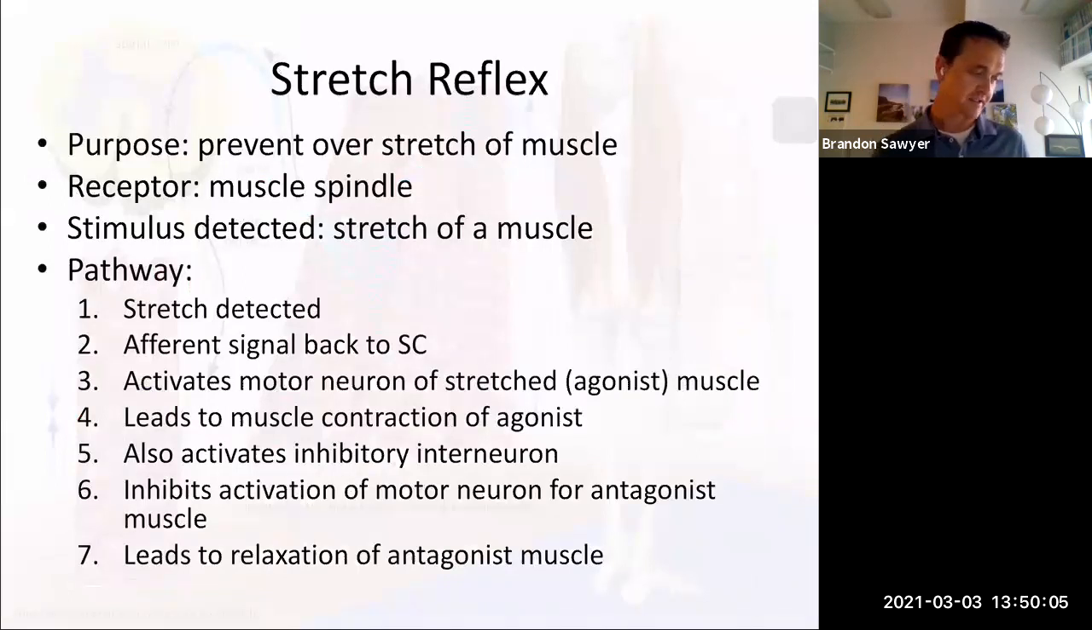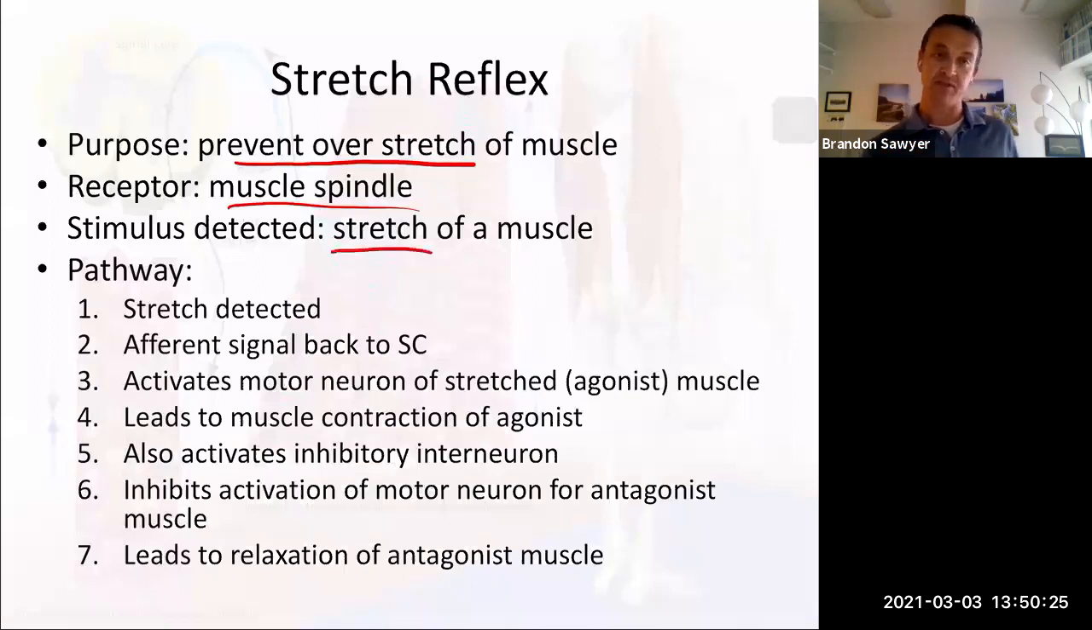Okay, so the stretch reflex, all reflexes have a purpose, okay? And so the purpose of this one is to prevent overstretch of a muscle. Let's not let a muscle get too stretched out because that could damage it, okay? The receptor for that, as I just said, is the muscle spindle. What is the stimulus that the muscle spindle is detecting? It's detecting stretch of a muscle, okay? And stretch includes length and position of a muscle.